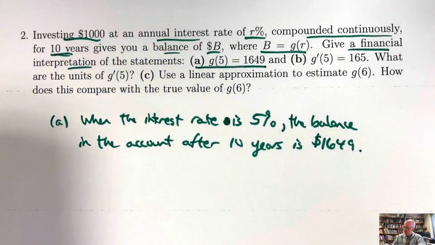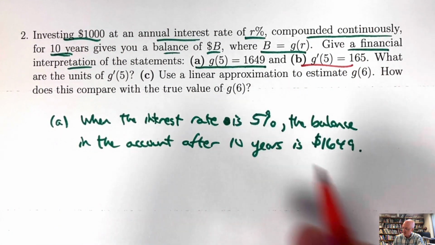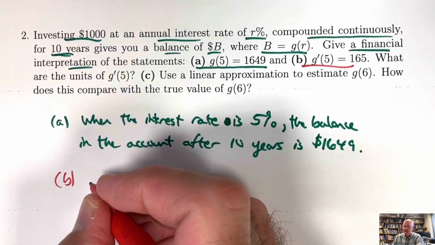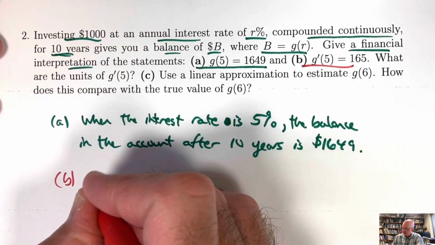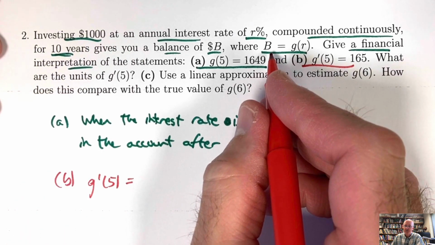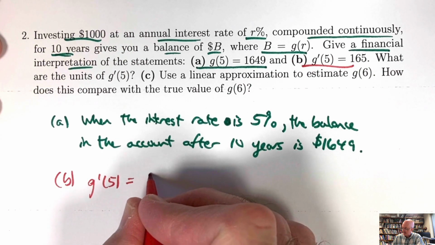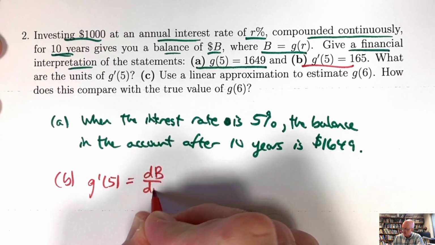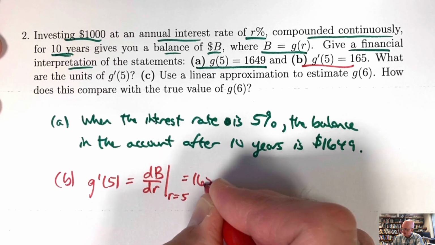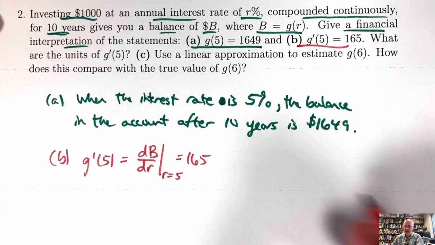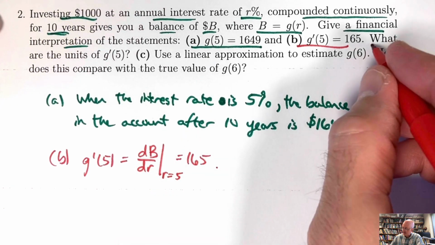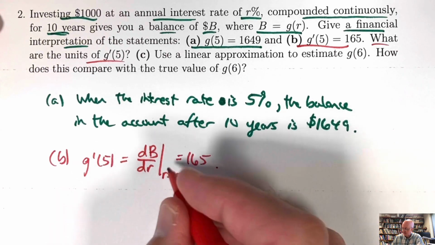Part B is about the derivative. G prime of 5 equals 165. Once again, let's use Leibniz notation to emphasize the units. G prime of 5, the rate of change of the balance with respect to the interest rate, we could write dB dr, evaluated at r equals 5, is 165. Okay, so let's go ahead and write out what this means. This means, and we can also answer the units of G prime of 5. The units, let's go ahead and write the units first.